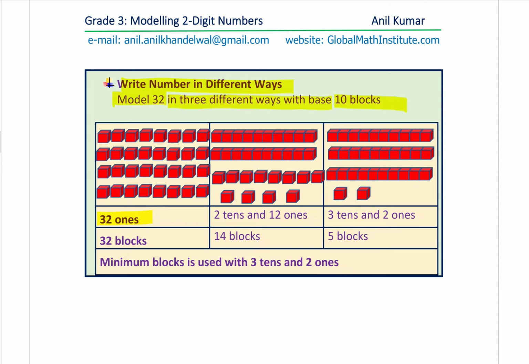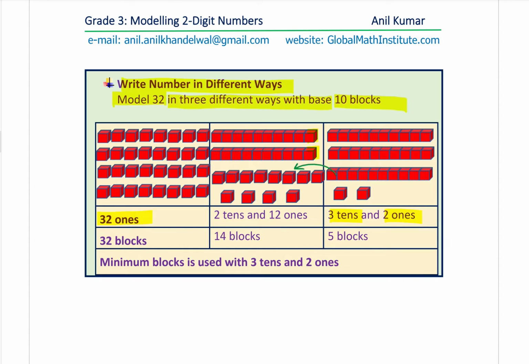So 32 ones is one way of writing 32, right? What is the other way? Well, I will write 3 tens and 2 ones. Okay, so 3 tens and 2 ones, 32. Any other way? Well, what we could do here is we could have 2 tens and 1 ten can be split into 10 ones. So this ten has been split into 10 ones. So we could have 2 tens and 12 ones.